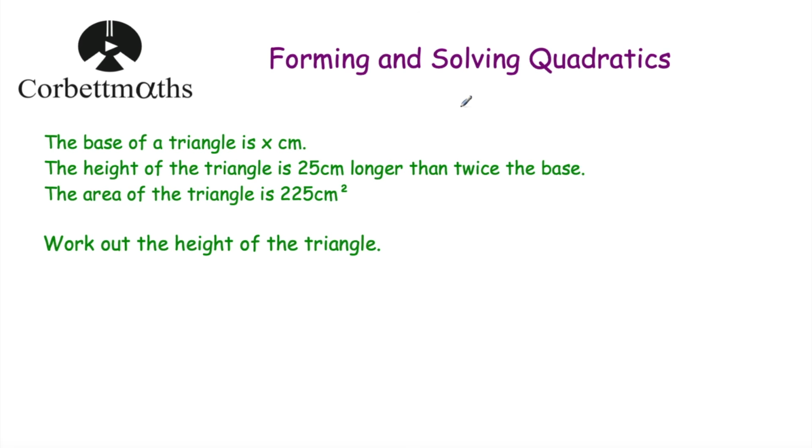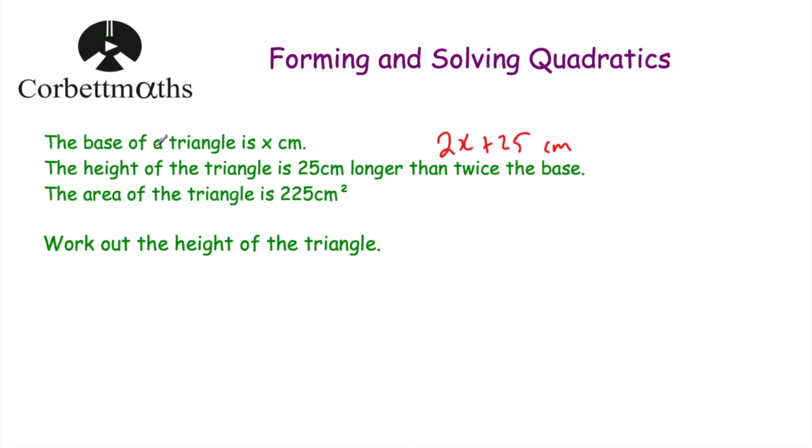So what we're going to have to do is form the quadratic equation and solve it to answer the question. Now if we have a look at this, we've got a triangle and we're told its base is x centimeters and its height is 25 centimeters longer than twice the base. Well, twice the base, double that would be 2x, but it's 25 centimeters longer than twice the base. So that means the height of the triangle would be 2x plus 25 centimeters, because if the base is x, and the height is 25 centimeters longer than twice the base, we'd double the base to be 2x and add 25.